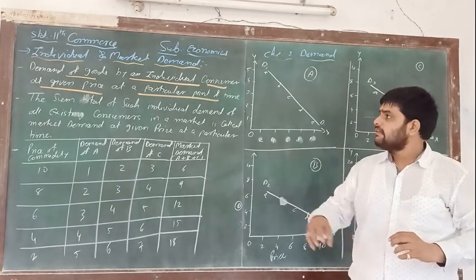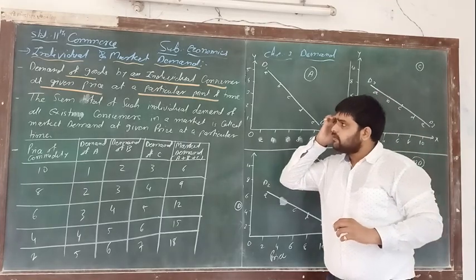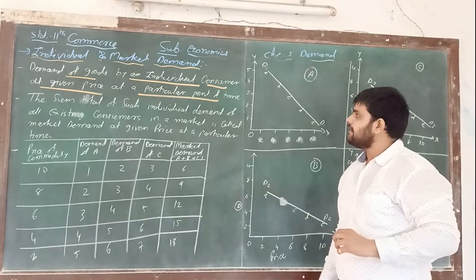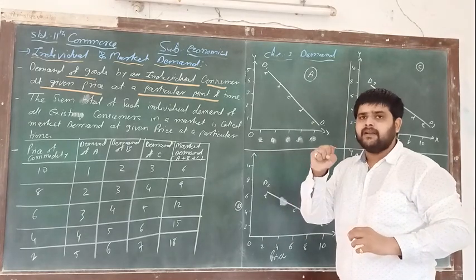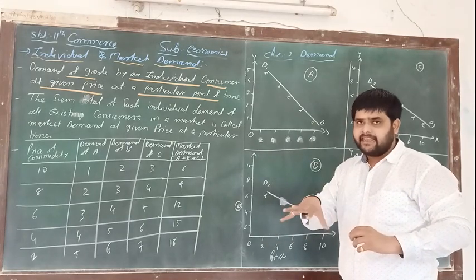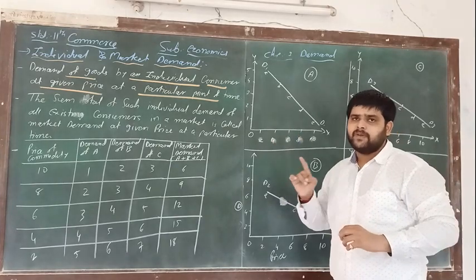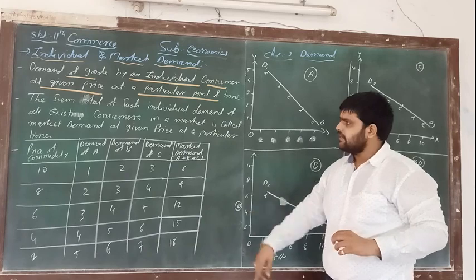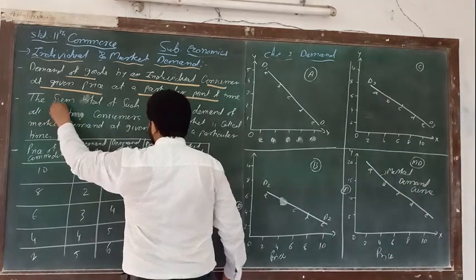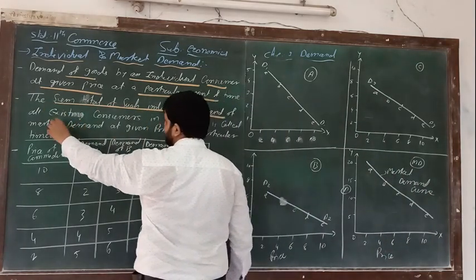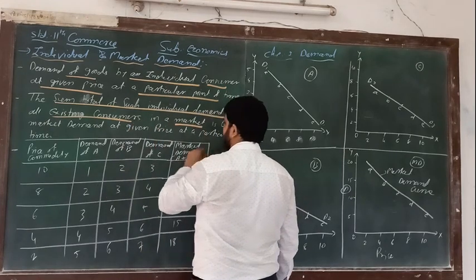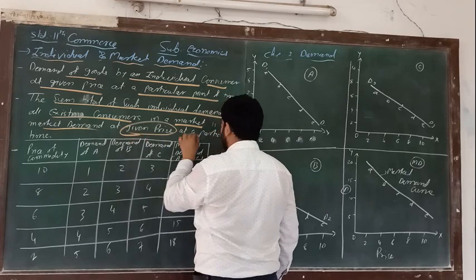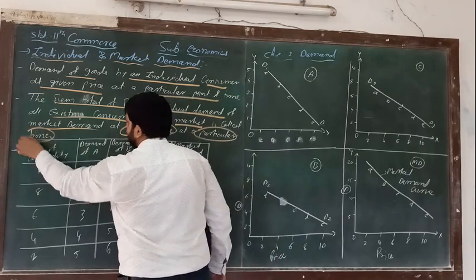Same way here, the sum of the goods demanded by an individual consumer at a particular price at a particular time is called individual demand. It means that at the same time, whichever consumer it is, they are ready to buy the particular goods. Second, the sum total of individual demand of existing consumers in a market is called market demand, but most important, at a given price and at a given particular time.